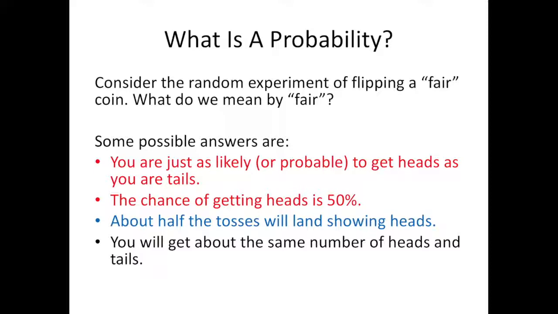Now, the third option, about half the tosses will land showing heads, we'll look at that in a moment and see that that also is correct. This is known as the relative frequency approach to probability theory. Finally, the last answer, you will get about the same number of heads and tails. That seems very similar to the answer in blue.